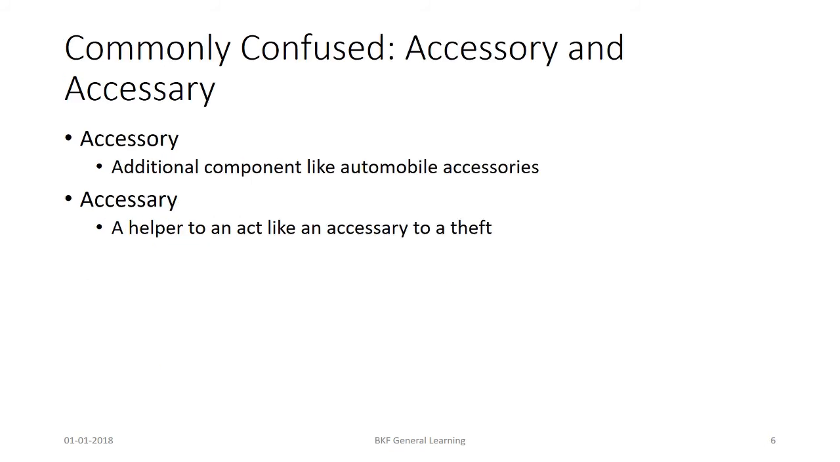Okay, commonly confused: accessory and accessory. Accessory with an O is an additional component, like automobile accessories. Whereas the accessory with an A is a helper to an act, like an accessory to a theft. So suppose there's a gang of robbers, they want to rob a house. If I help them in doing so, then I'm an accessory.